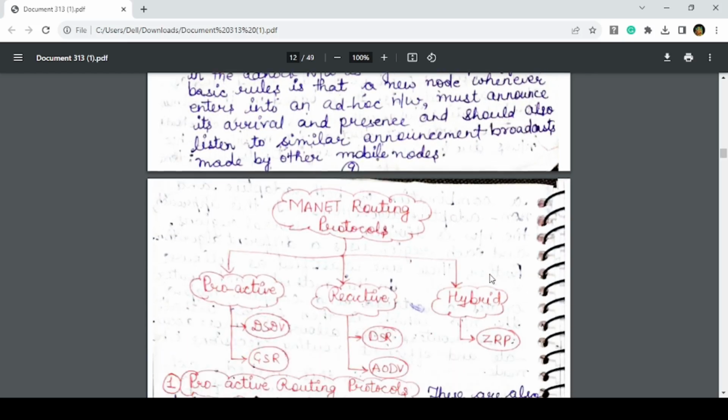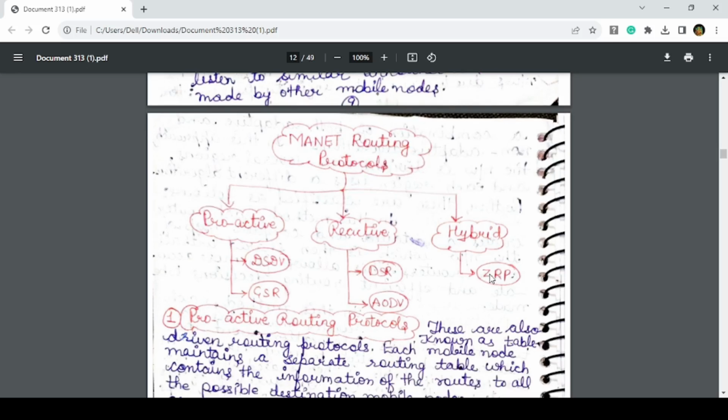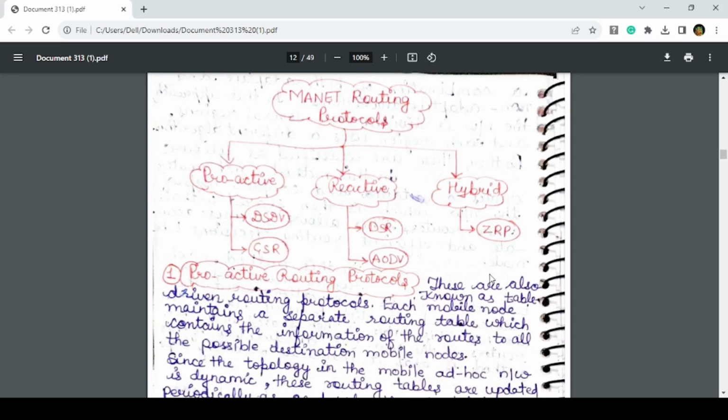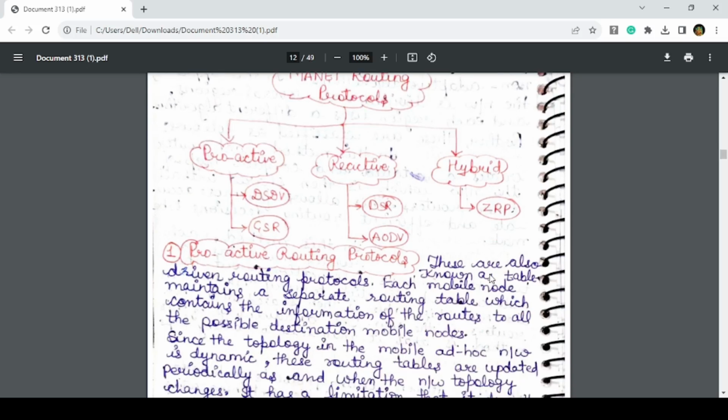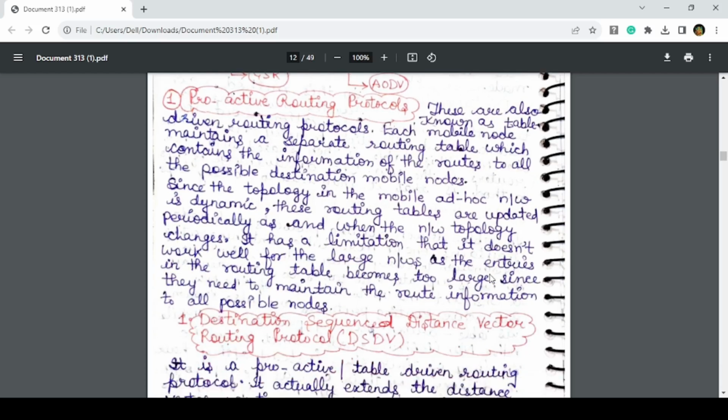Now I am going to discuss managed routing protocols. Managed routing protocols are further divided into three parts: proactive, reactive, hybrid. Proactive: DSDV and GSR. Reactive: DSR, AODV. Hybrid: ZRP. Now first, proactive routing protocols. These are also table-driven routing protocols. Means you can say that table-driven is also known as proactive routing protocols, or proactive routing protocols are also known as table-driven routing protocols.